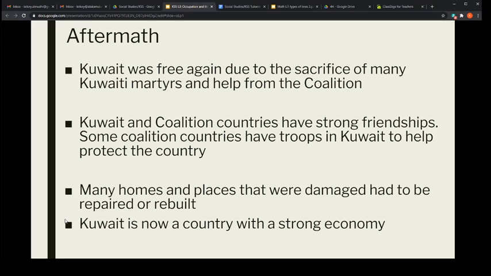Kuwait and coalition countries have strong friendships. Some coalition countries have troops in Kuwait to help protect the country. Many homes and palaces that were damaged had to be repaired or rebuilt. Kuwait is now a country with a strong economy.